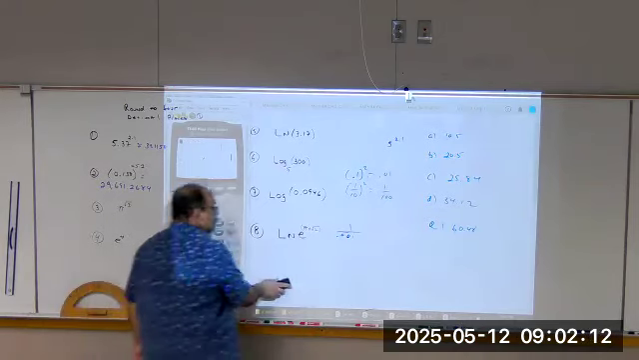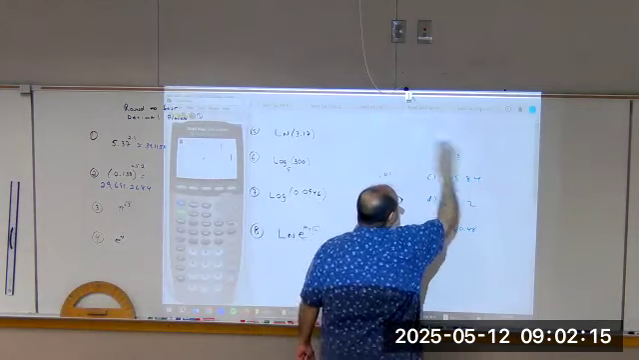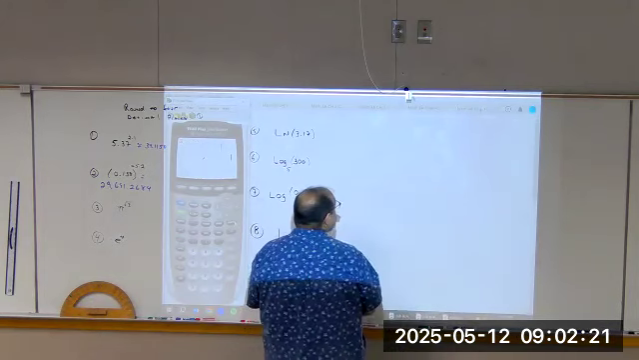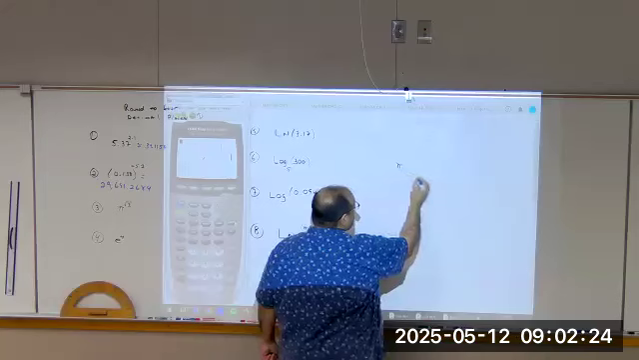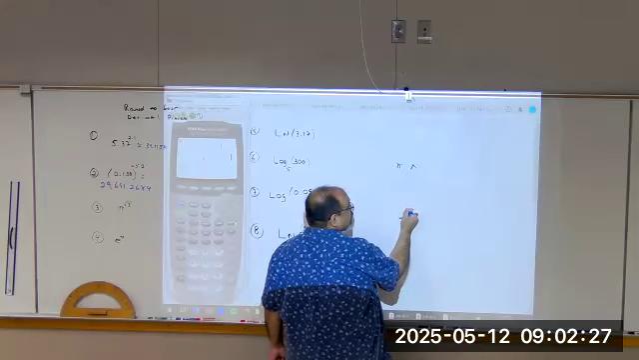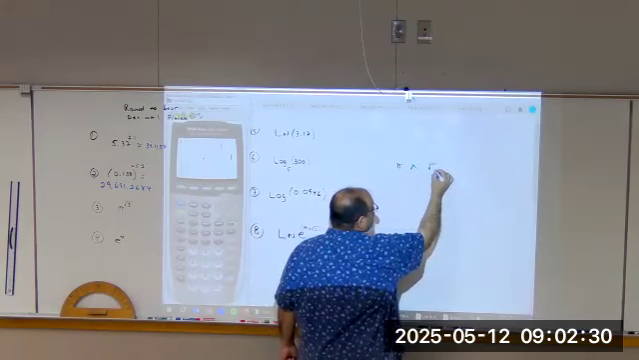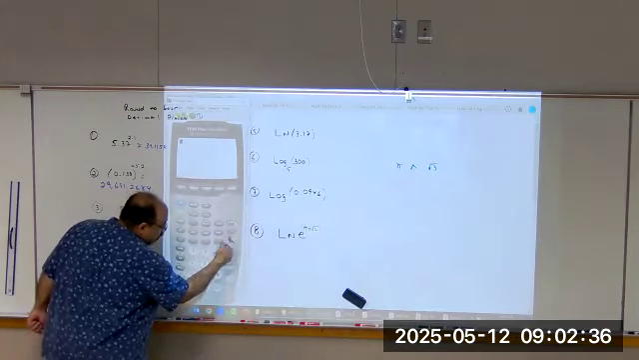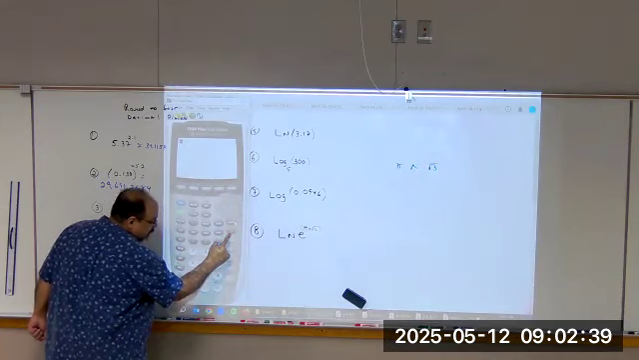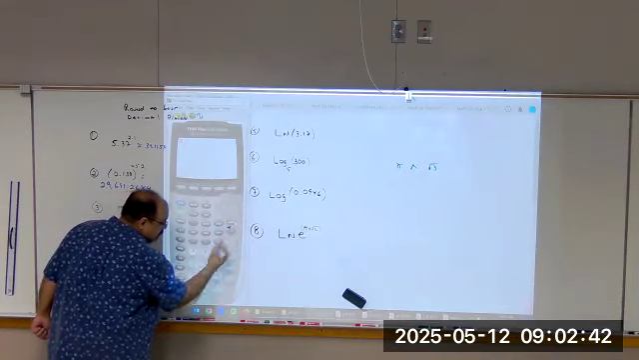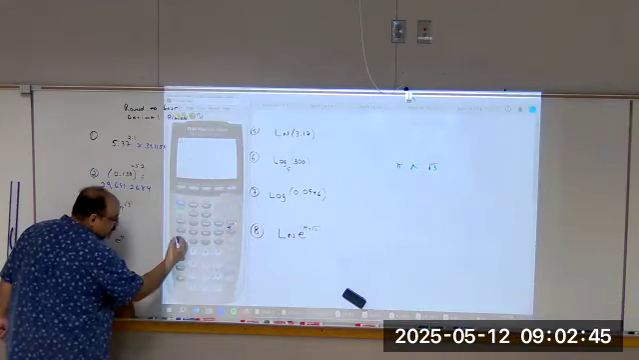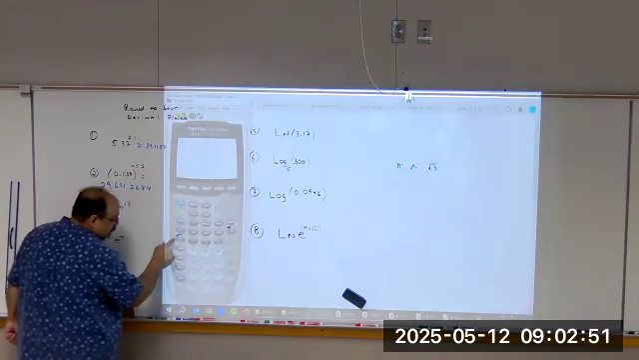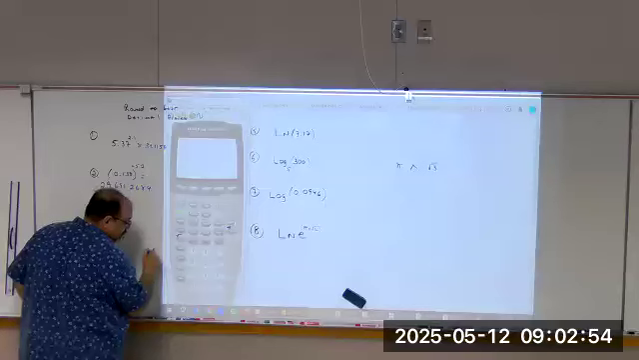Pi to the square root of 3. When I type in pi to the square root of 3, I have to hit the pi button, then the exponent button, and then type in the square root of 3. Pi is right above the exponent button. The square root button's right above the square button. For the pi button, you have to hit second and then pi. For the square root button, you have to hit second and then the square root button.